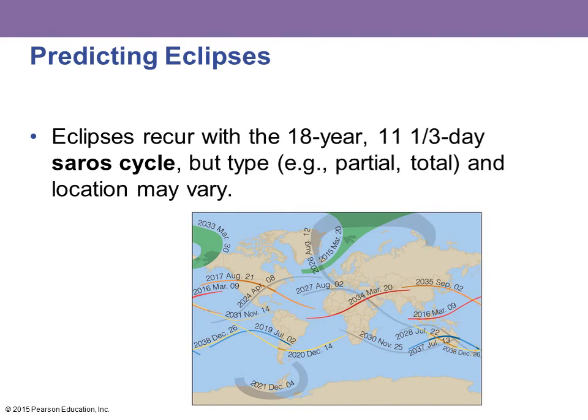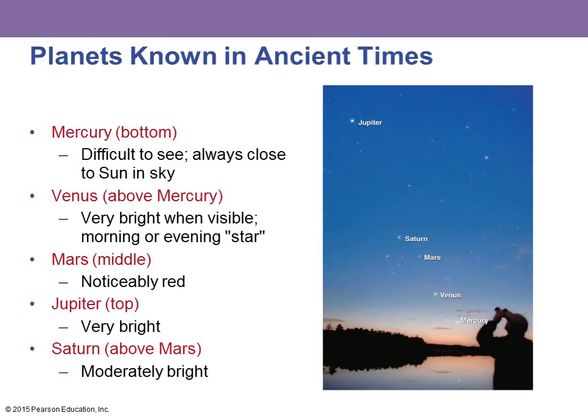Another one in 2024, possibly southern Illinois. But they occur all across the Earth at different angles and in different orientations. Some partial, some total, some just barely missing, depending on where you are on the Earth's surface.